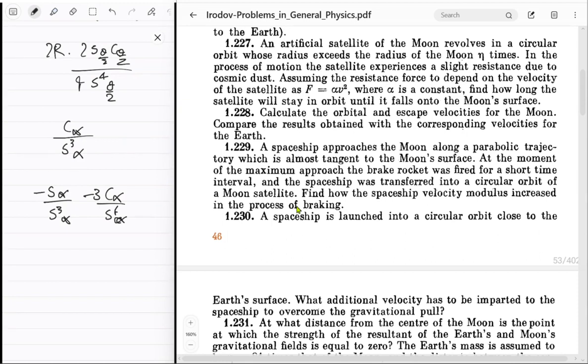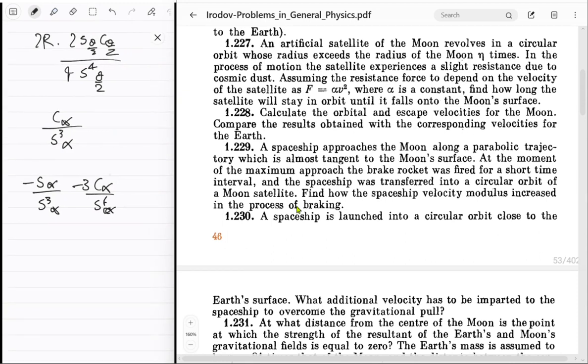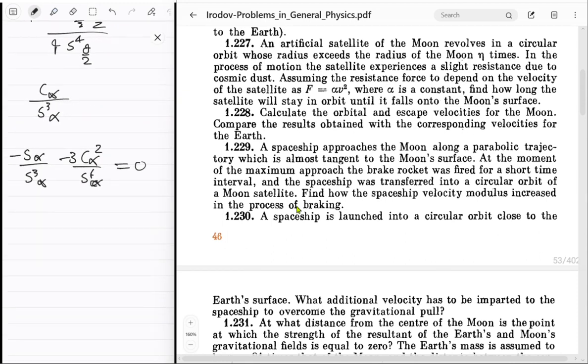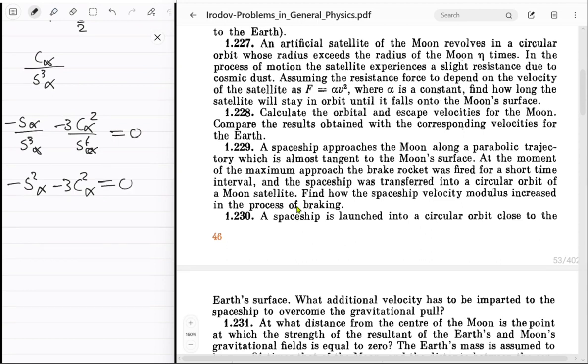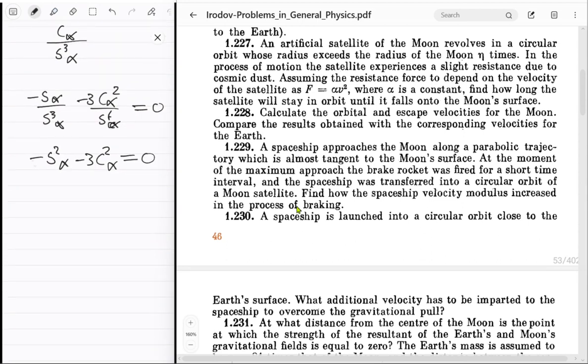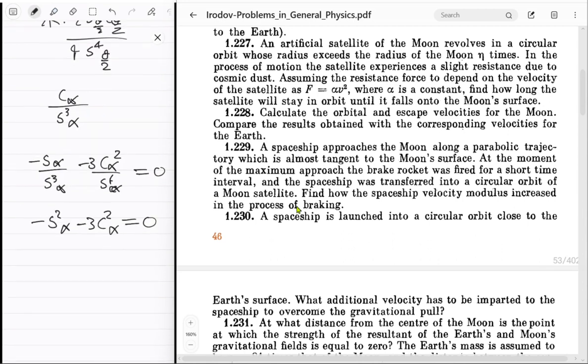So you have cosine alpha 1 sine, so cosine square alpha. This has to be equal to 0. So you got negative sine square alpha, negative 3 cosine square alpha. Is that right? Yeah, it's right. That's equal to 0. Wow, that doesn't look good. I messed up something, right? Yeah, I definitely messed up something there.